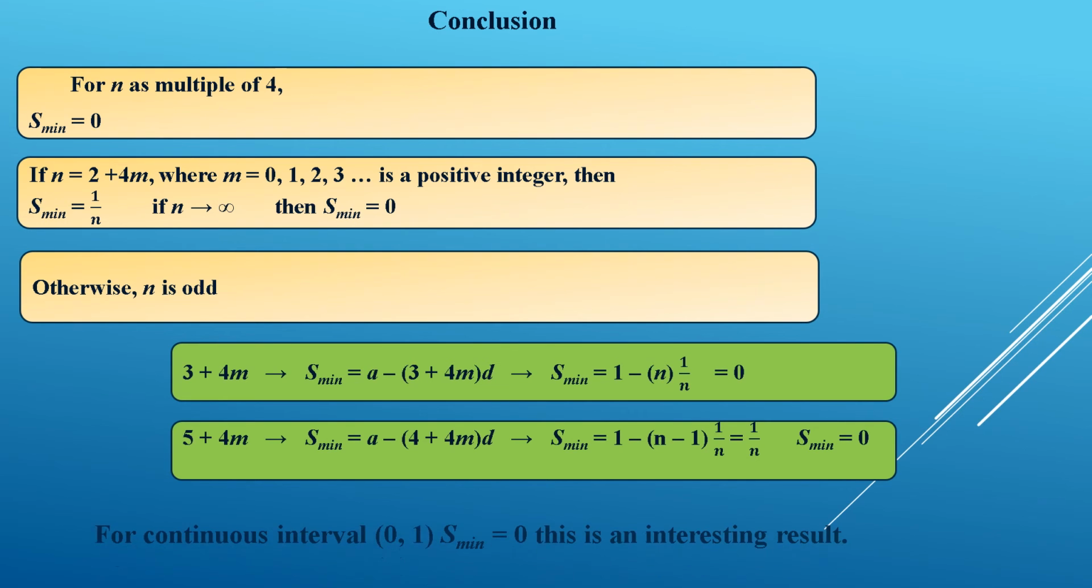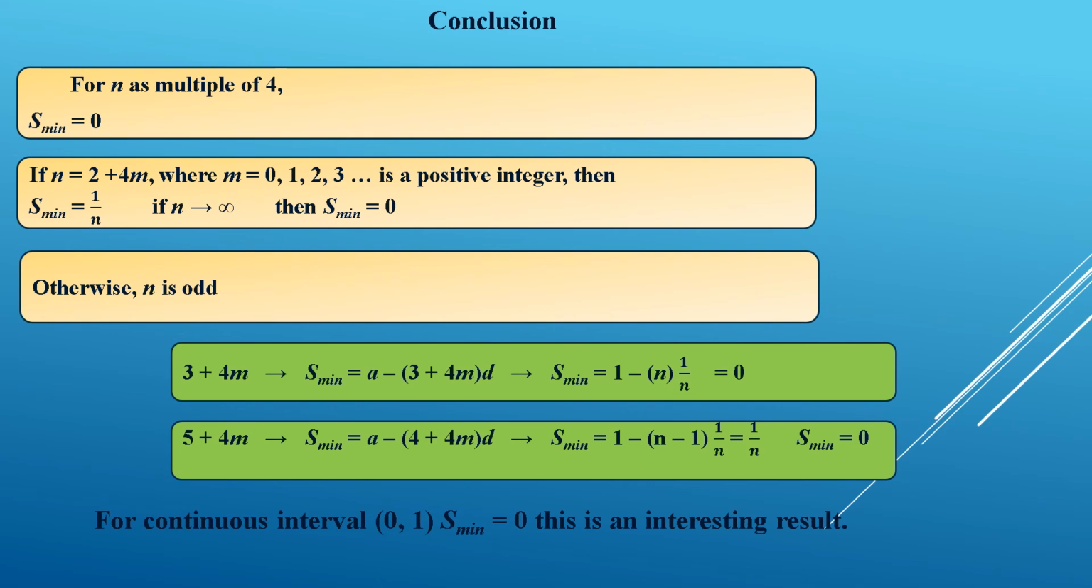So the final conclusion is now fairly easy. For a continuous interval between 0 and 1, S min is equal to 0. And this is a new, interesting result.